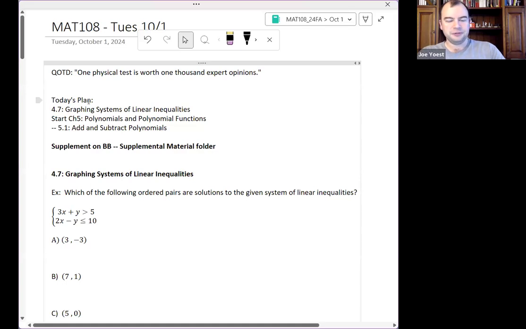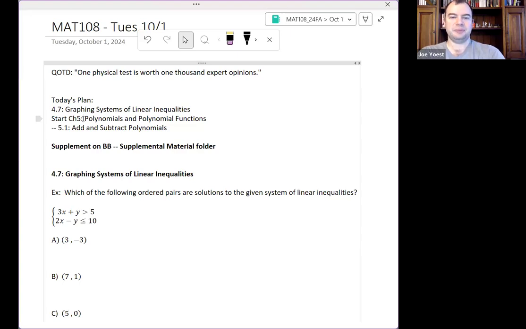Okay, so the plan for today is to work through section 4.7, graphing systems of linear inequalities. That'll finish up chapter 4 on linear systems. Note that we skipped 4.5 and 4.6, solving linear systems with matrices and determinants, things like that. I mentioned before, I don't think that's really a topic that is best covered in this course.